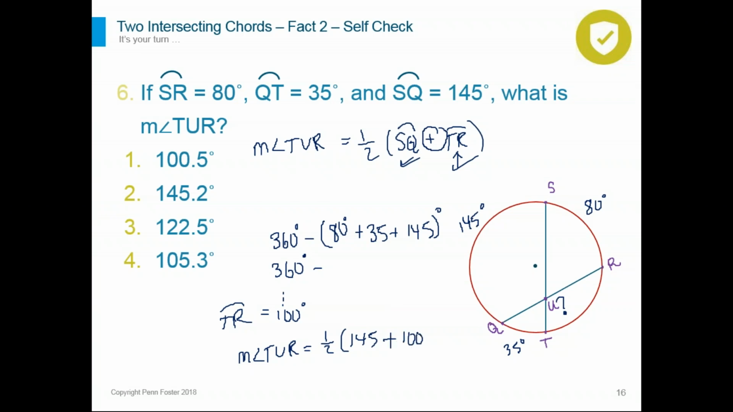Now we know it's 100. So now take half of the sum. 145 plus 100 is 245. Half of that will give you 122.5 degrees. So this is the measure of this angle, and this angle will measure the same thing, 122.5 degrees. So the answer is C.